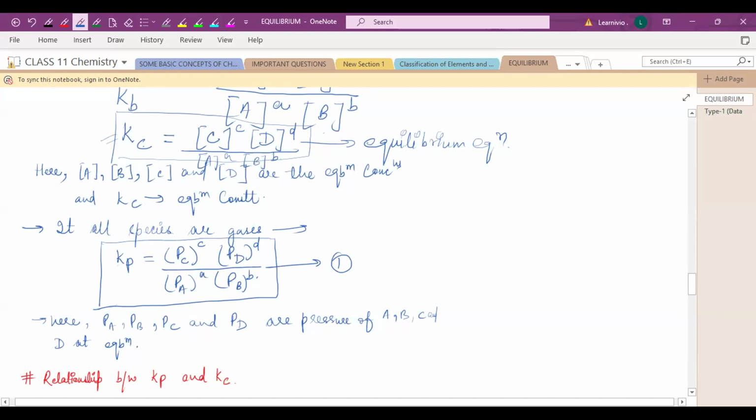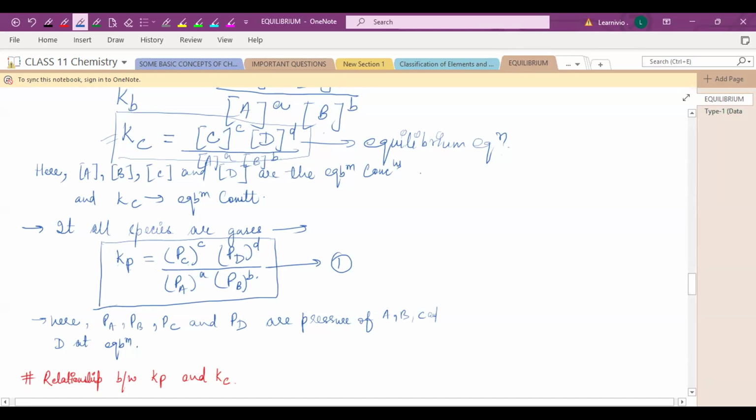So here this C refers to the concentration, right? And this constant is known as the equilibrium constant, and P refers to the pressure. So when we use this equation for the gas species, we just write Kp is equal to, instead of concentration we will use Pc, the pressure. Okay, pressure of C raised to the power c, small c, Pd raised to the power d upon Pa raised to the power a, and so on. So this equation becomes this. So this is the equilibrium equation.